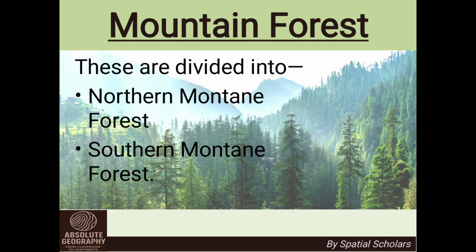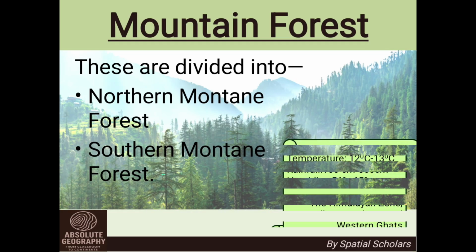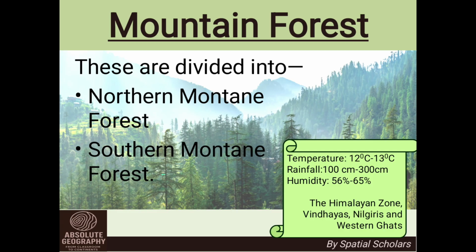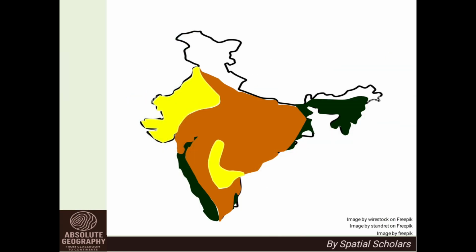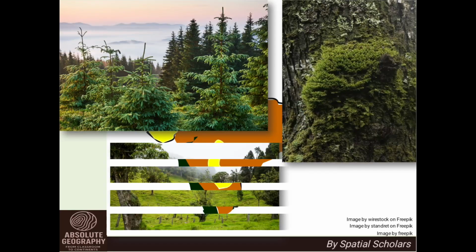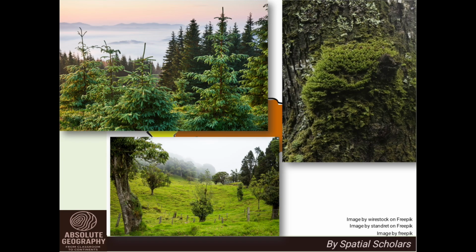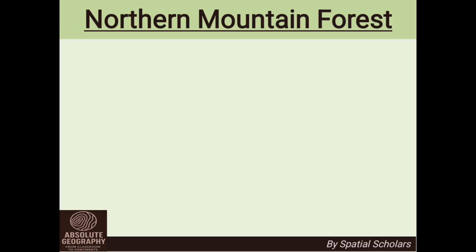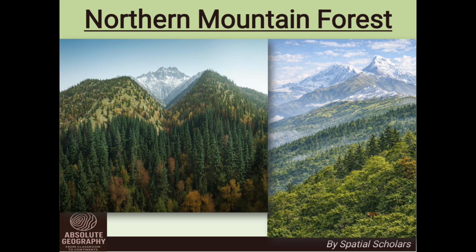Next we have montane forest. These forests are found in high altitudes of India, and because temperature decreases with height, the vegetation also changes in clear belts. Montane forests are divided into northern and southern montane forest. Talking about northern montane forest, these are found along the slopes of the Himalayas and change with the increase in altitude. At lower slopes, that is up to 1500 meters, moist temperate forests are found.